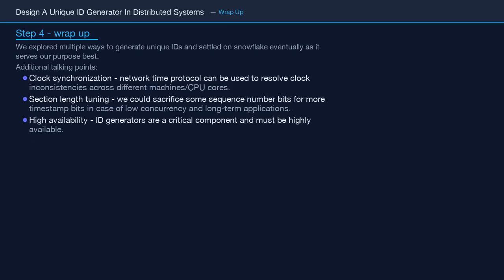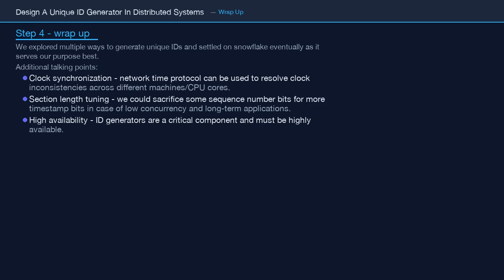We explored multiple approaches to generating unique IDs and ultimately settled on Snowflake as the solution that best fits our needs. Now, a few important talking points worth keeping in mind. First, clock synchronization. Because Snowflake relies heavily on timestamps, clock drift between different machines or CPU cores can become a real problem. Network Time Protocol, or NTP, is the standard tool for keeping clocks consistent across a distributed system, and it should be part of any serious deployment of this design.